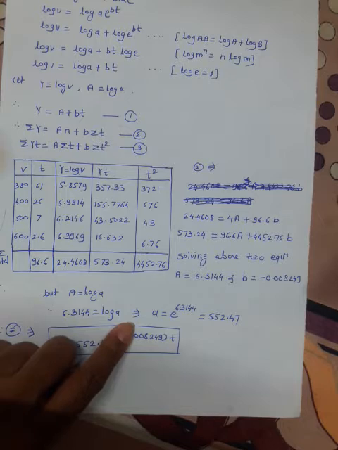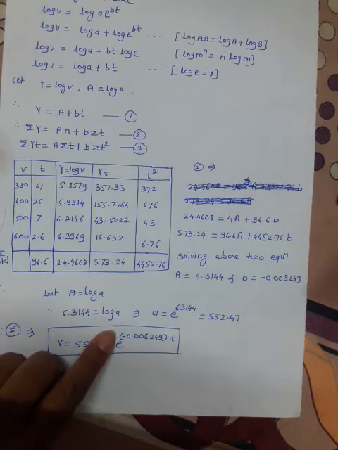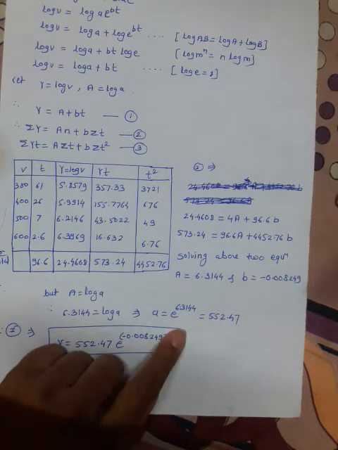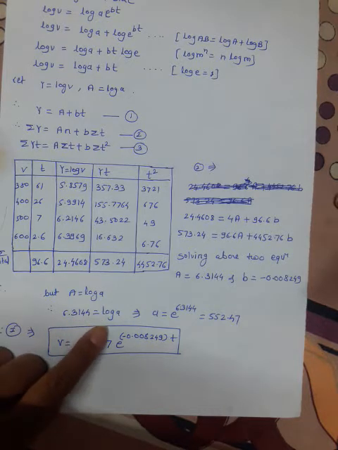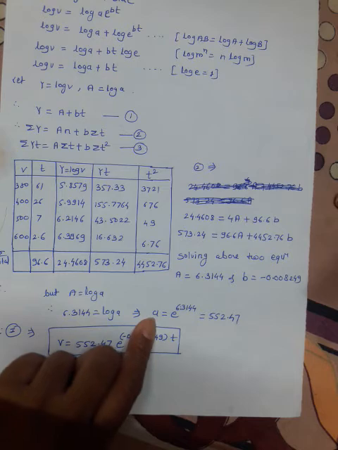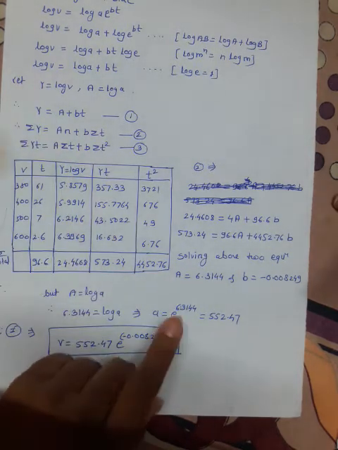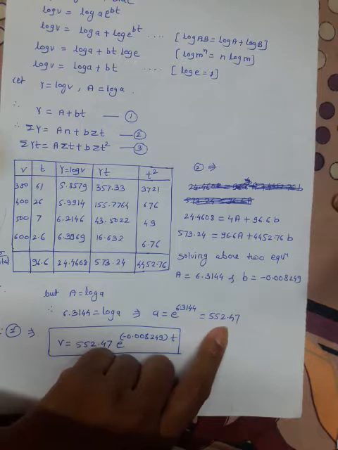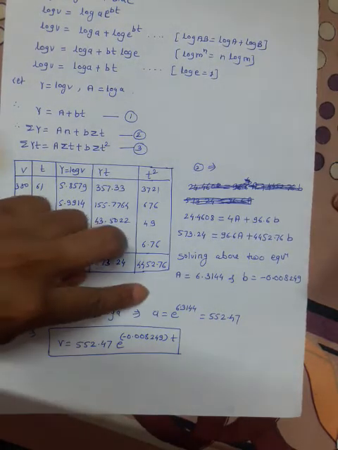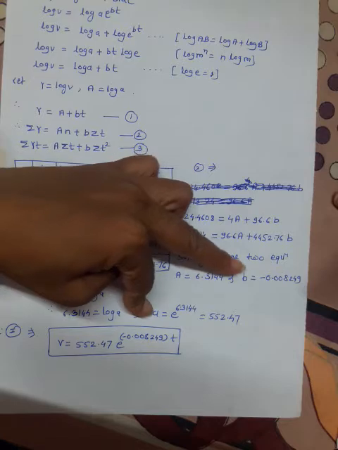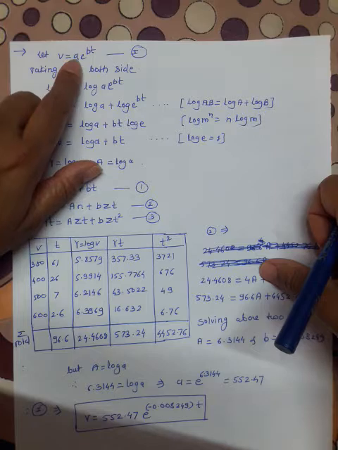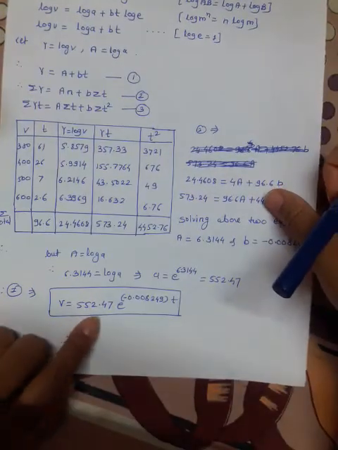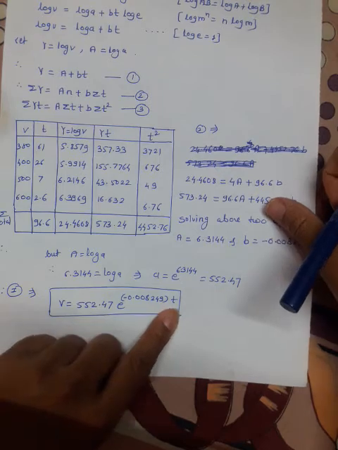Now we want a, that's why on both sides we have to cancel the log. To cancel log, take exponential on both sides. We get e raised to 6.3144 is equal to e raised to log a; the log gets cancelled, a is there only. You can calculate this on the calculator: e raised to this is 552.47. We want these two numbers. Now put these two numbers in our original equation, which is given in the example itself, that is v is equal to a e raised to bt. We get v is equal to 552.47 e raised to b into t.